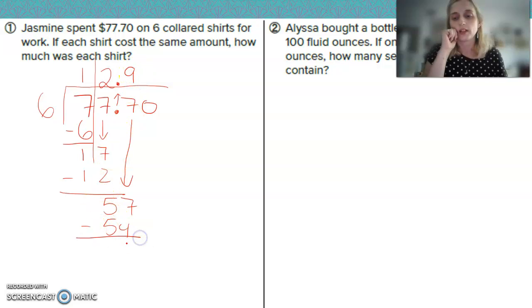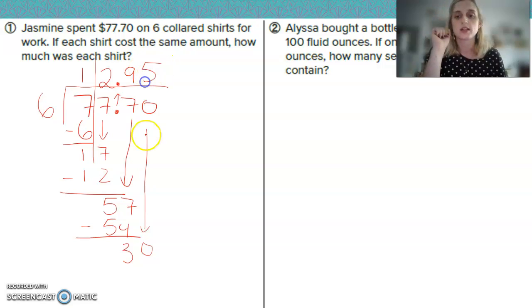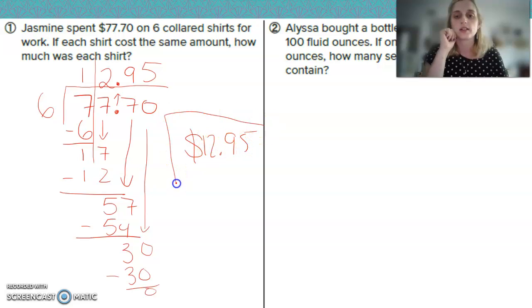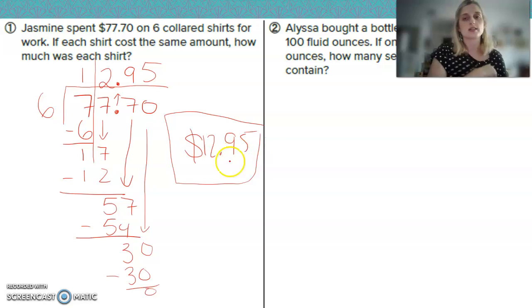54. So 57 minus 54 is 3. Bring down your 0. 6 goes into 30 — 6, 12, 18, 24, 30 — 5 times with no remainder. There is our final answer. And we're going to write it off to the side like we write our answers with our units. If you write a little sentence that says each collared shirt costs $12.95, that would be even better.